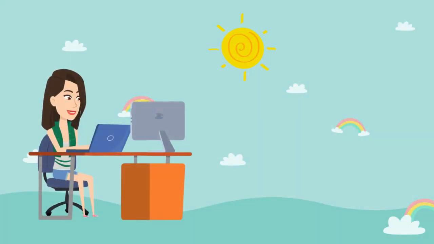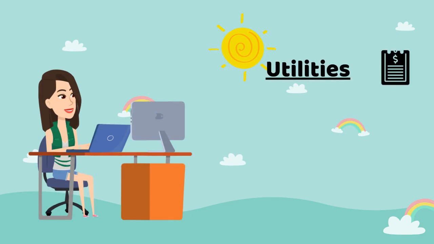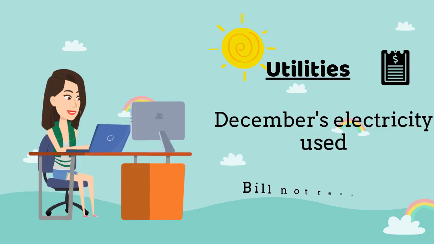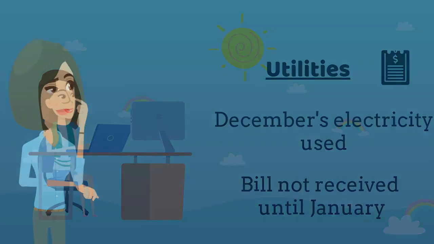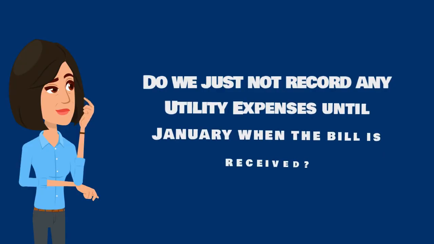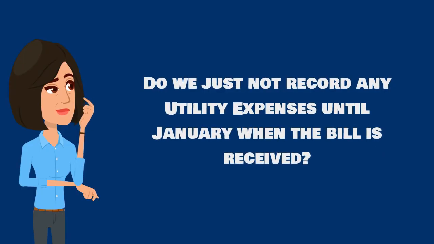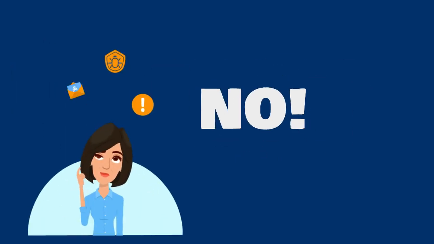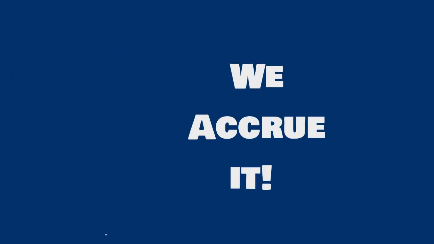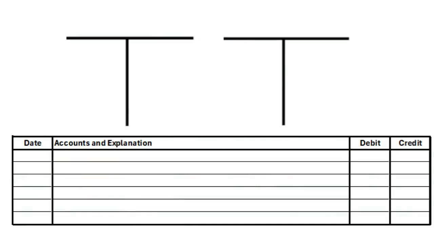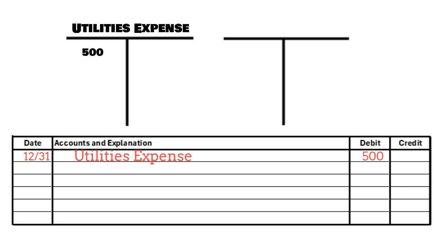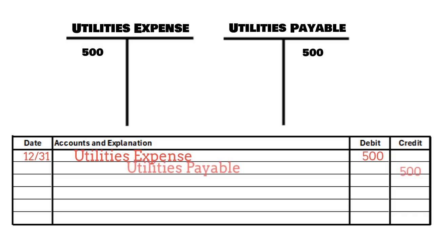Let's focus on the actual adjusting entry for electricity. Claudia used electricity in December, but won't be billed until January. Well, then do we just not record any utility expenses until January when the bill is received? No, we accrue it. The year-end adjusting entry is to make sure December's electricity is estimated and then recorded as a December expense. So it's a debit to utilities expense and a credit to utilities payable, a liability. We aren't going to pay anything yet until the actual bill comes in January.